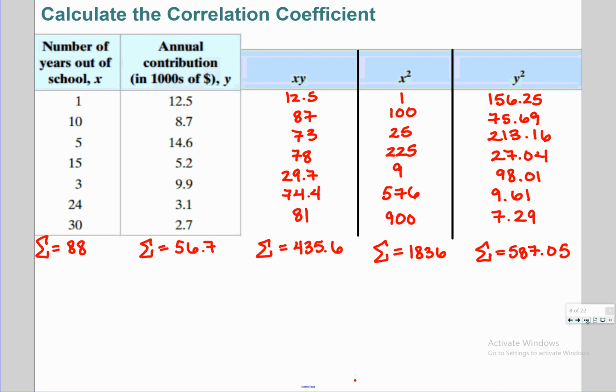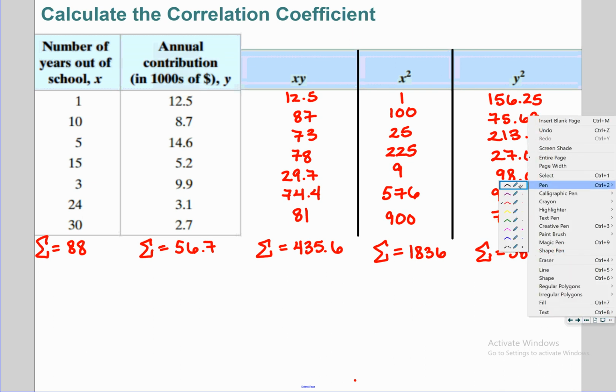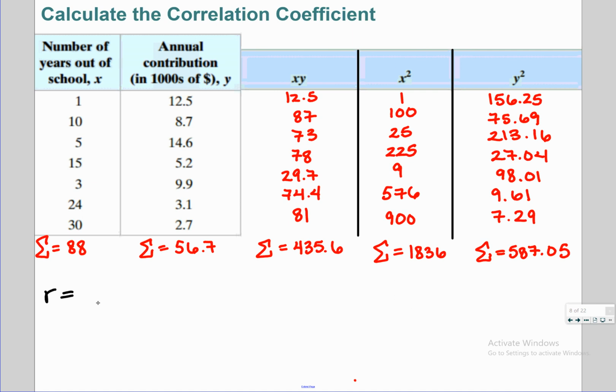Now our R value, once you've got all of it. Big fraction. Okay, so first thing we need is our N. We haven't labeled N up here yet. N is how many data sets you have. So how many X's or how many Y's. So you can just count up your X's there. We have 7 points that we're looking at here. All right, so I'm going to start with that on my top. N is 7. Then I multiply that by the sum of X times Y. So that would be the third column, 435.6.